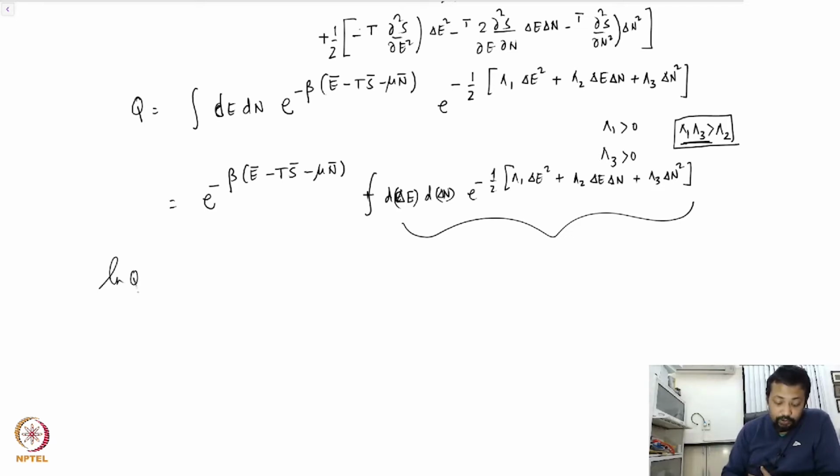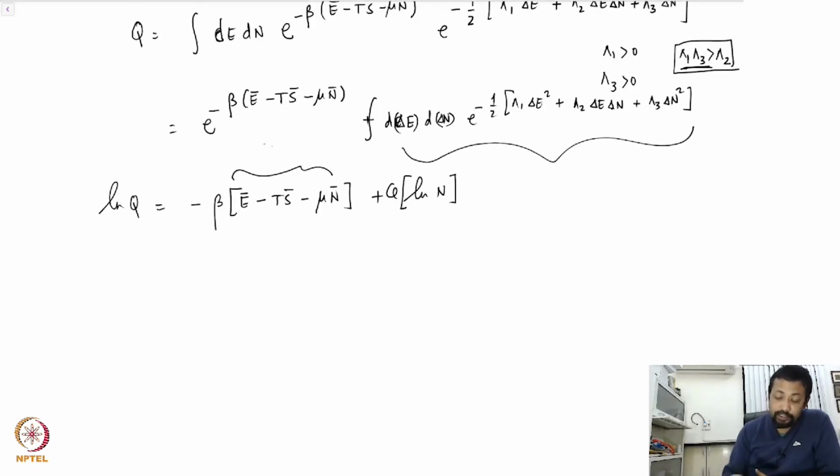If you take a log, in contrast, this gives you minus beta E bar minus TS bar minus mu N bar plus log of N. We will write this as order of log of N, whereas this quantity is of the order of N, because all of them are extensive quantities, and in the thermodynamic limit I can drop this term. This term does not win compared to the first term.